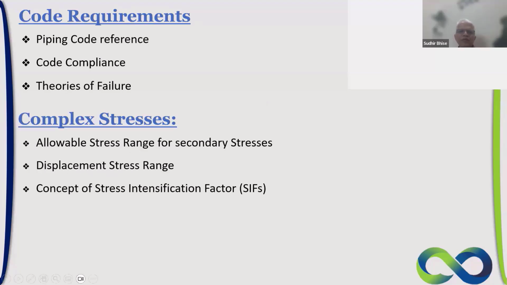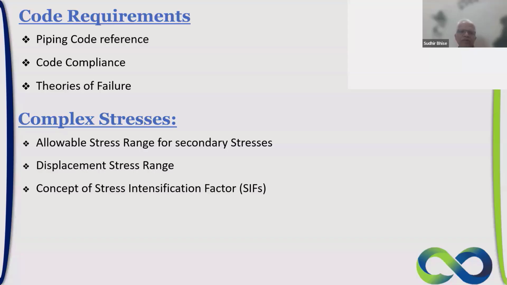We are going to see why these code requirements are directly applicable to the stress analysis. So the piping code references with respect to the stress analysis and the requirements of the code compliance, the theories of failure, the understanding of the complex stresses. We saw the allowable stress range, then displacement stress range, and we just saw the equations. And we did not go into the details of the derivation of the equations or the concept of the calculations.